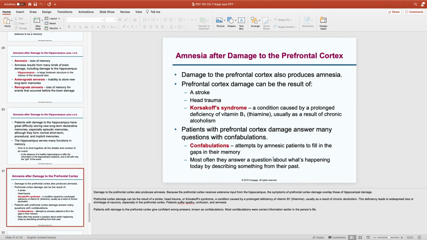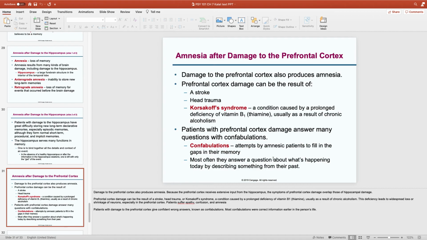In addition to damage to the hippocampus, damage to the prefrontal cortex can also produce amnesia. This can happen as a result of a stroke, head trauma, or something called Korsakoff syndrome. This is a condition where a long-term deficiency of vitamin B1 leads to shrinkage of neurons. We've discussed neurons and their importance in carrying messages. With this deficiency of vitamin B1, we often have Korsakoff syndrome, which can produce amnesia due to damage to the prefrontal cortex. So it's just information about amnesia.